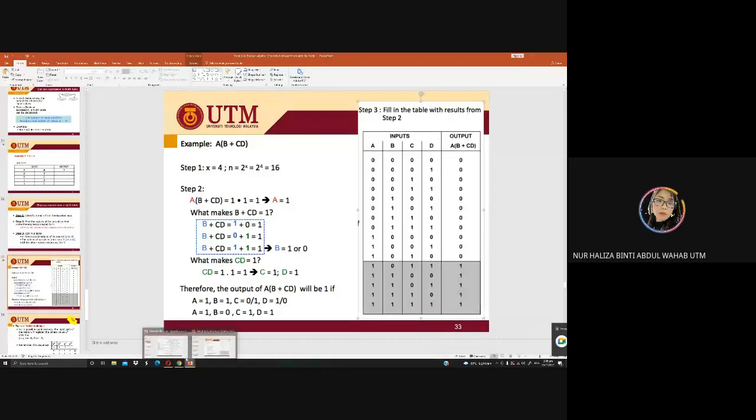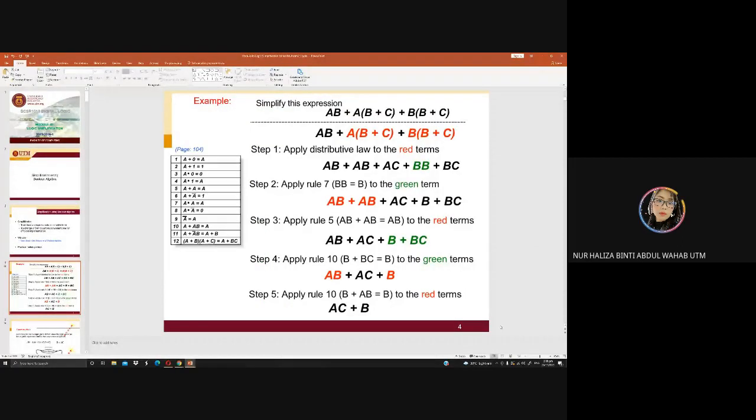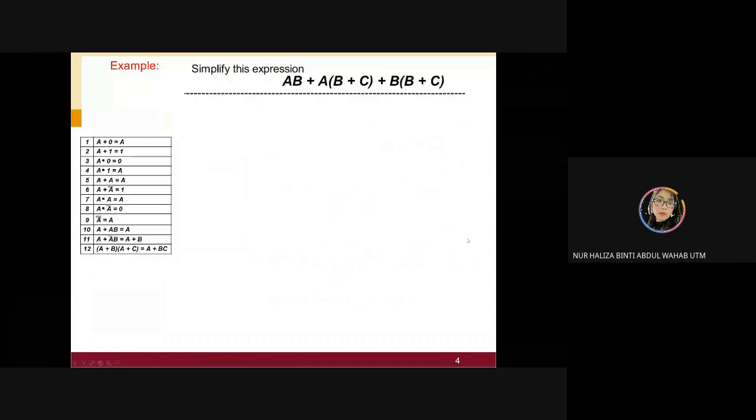We are going to look into simplification. This one is basically on what you have gone through for your laws, your rules, and your De Morgan Theorem. Over here you can see you have "simplify this expression." It asks you to simplify. So you were given all 12 rules.